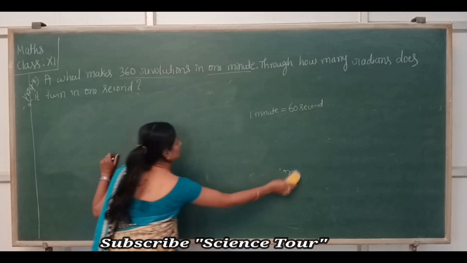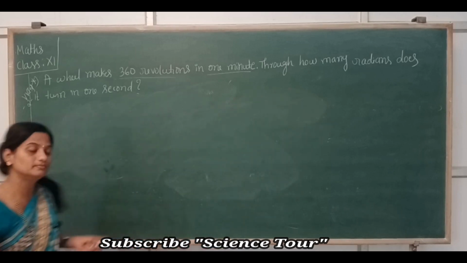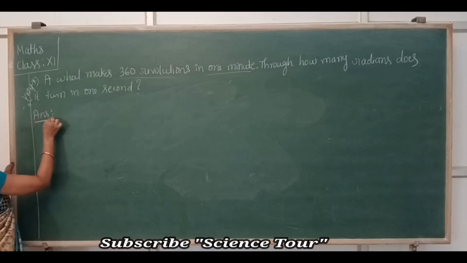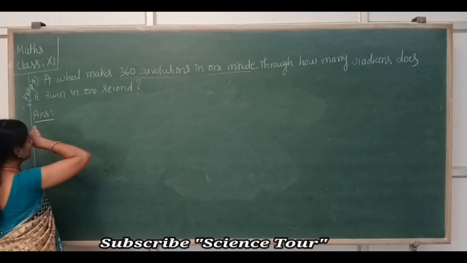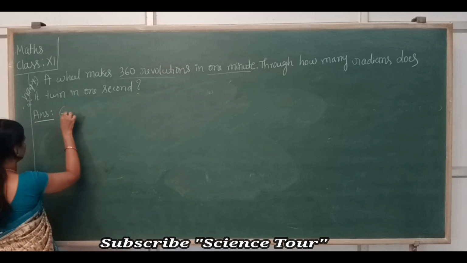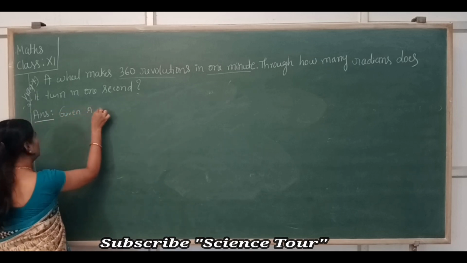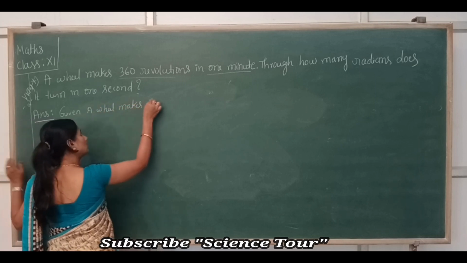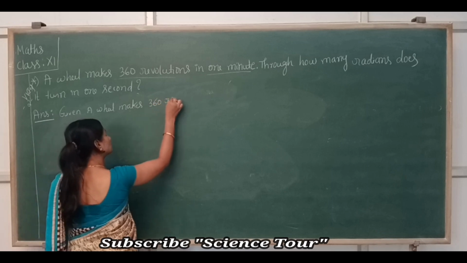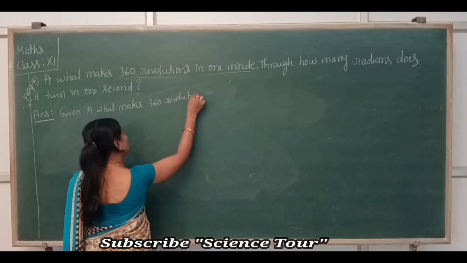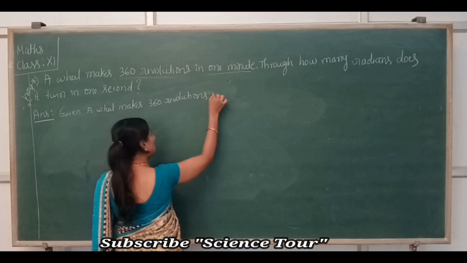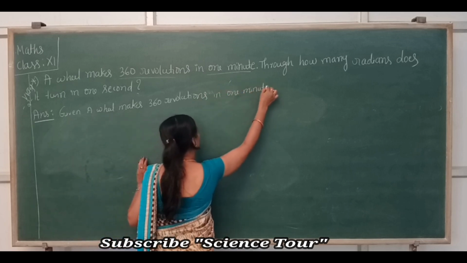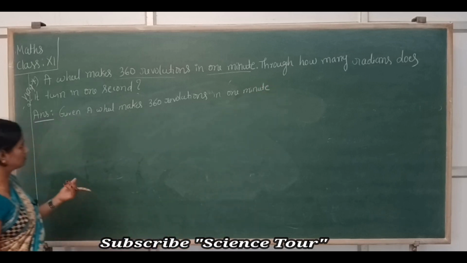Important is the answer. A wheel makes 360 revolutions in 1 minute. Next.